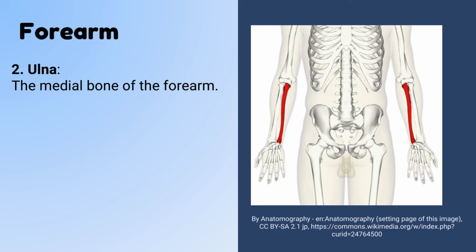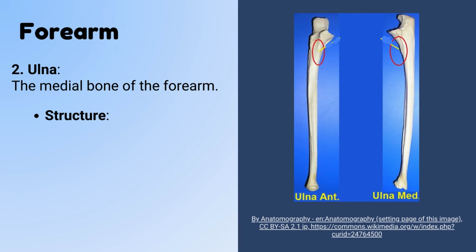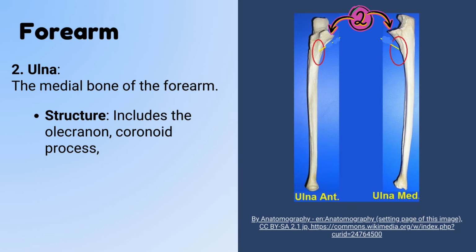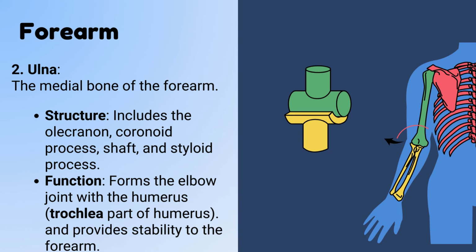Ulna. It is the medial bone of the forearm. Structure. It includes the olecranon, coronoid process, shaft, and styloid process. Function. It forms the elbow joint with the humerus, trochlea of humerus, and provides stability to the forearm.